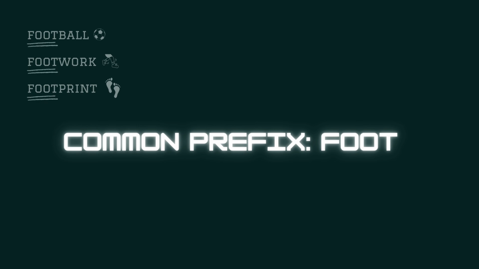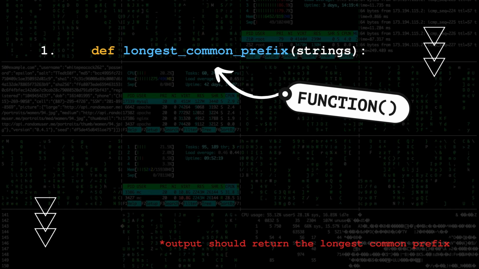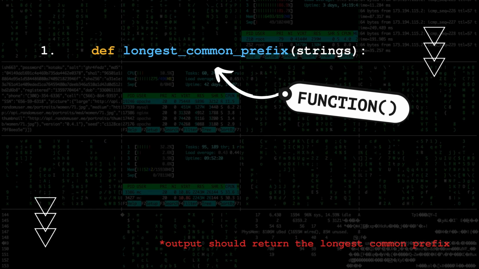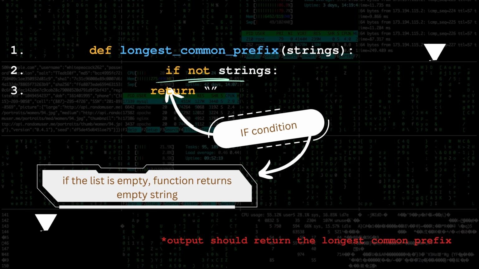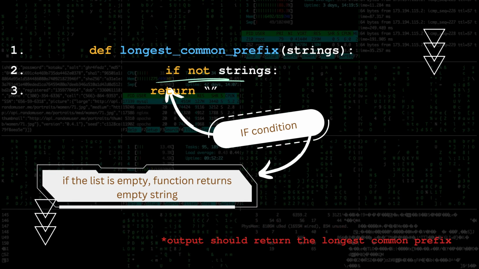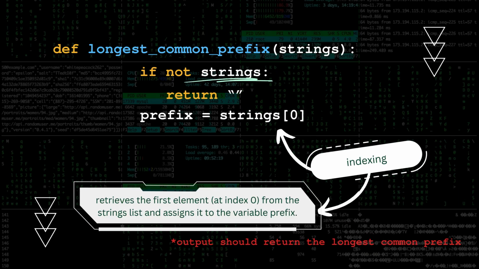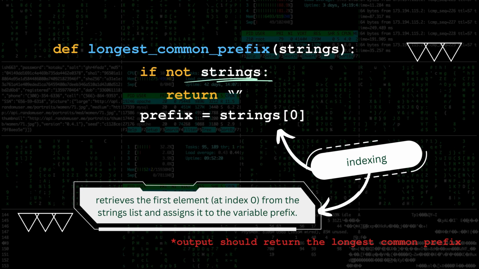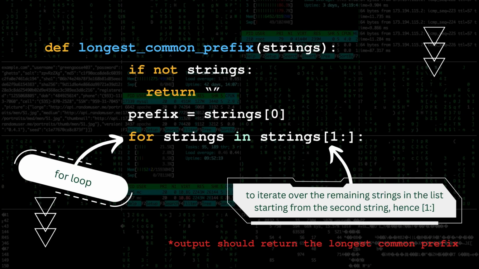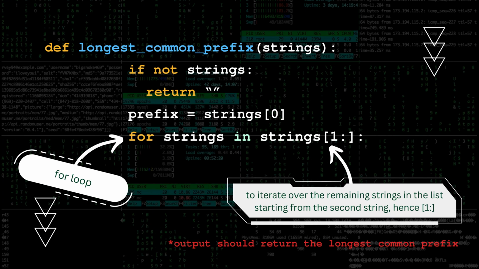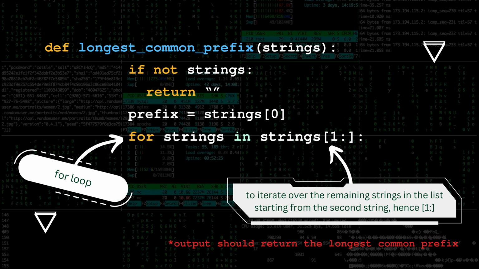Now let's get into the game plan. We start with the longest common prefix function, which takes a list of strings as input. If the list is empty, the function returns an empty string because there are no strings to compare. Next, we initialize the prefix variable with the first string in the list. This is like selecting a captain to lead the team. Now we use a for loop to iterate over the remaining strings in the list, starting from the second string. It's like the team passing the ball from player to player.